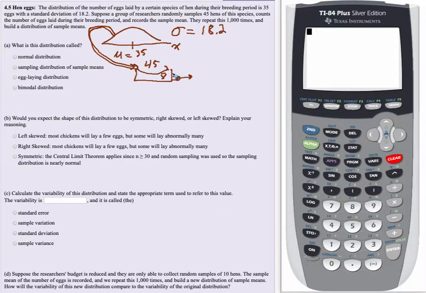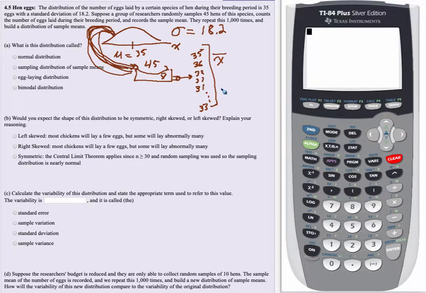Then they sample again, and the next time they get 37. So the first time was 32, then 37, then they do it again and say they get 36, then exactly 35, then 31, etc., and they do this 1,000 times. Say the 1,000th time they get 33 eggs. So there are 1,000 X bars in here. Notice every one of these numbers in this column is an X bar.